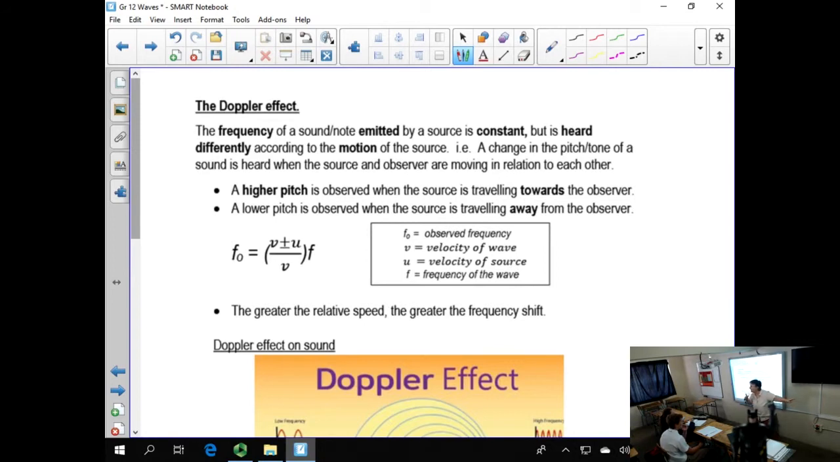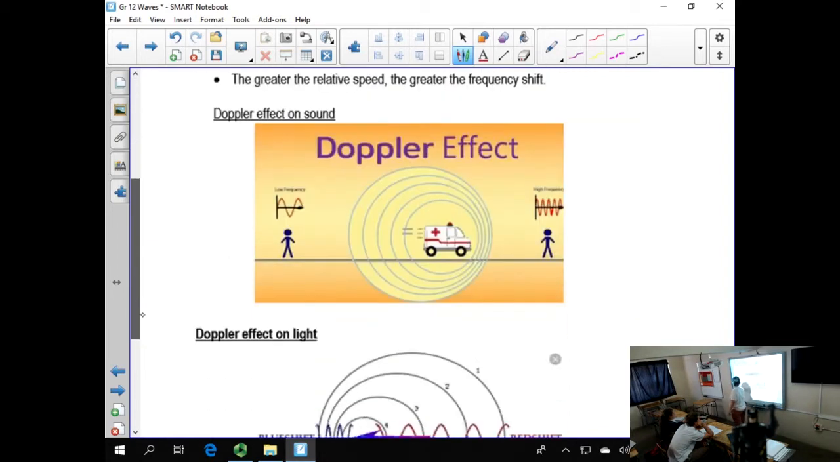Have you ever noticed that? If a car with a hooter comes past at a high speed, the pitch drops. As it approaches me, the pitch becomes higher, and as it goes past me, the pitch becomes lower. Good question. Why? This is the Doppler effect. Now, the easiest is to show you with a diagram.